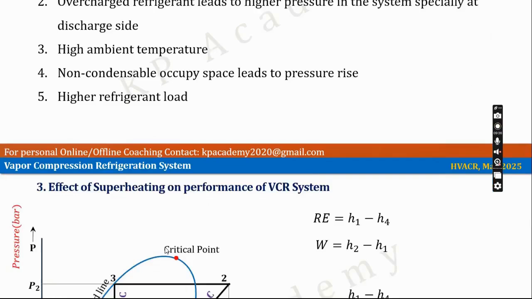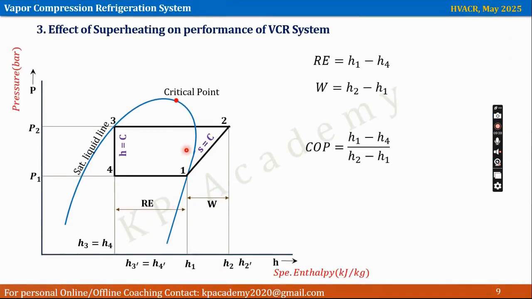Okay. Next, third, effect of superheating. Now, in the standard VCR cycle, at the entry to the compressor, we have saturated vapor. The refrigerant is at saturated condition, right? Saturated vapor. But in the superheating case, we increase the temperature of refrigerant before passing it to the compressor, right? So this rise in temperature is called superheating.